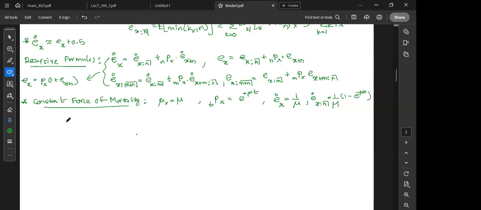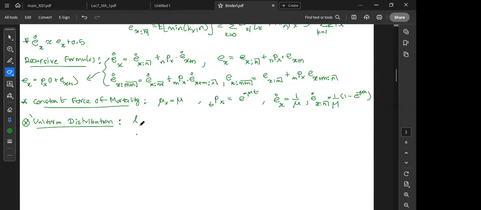The first one was the constant force of mortality, and this is not valid practically in most situations, but when we are calculating, we are doing approximations. To approximate that, sometimes we may have to make these assumptions at some point of the calculation. So the first one is the constant force of mortality, and the second one is the uniform distribution of death.